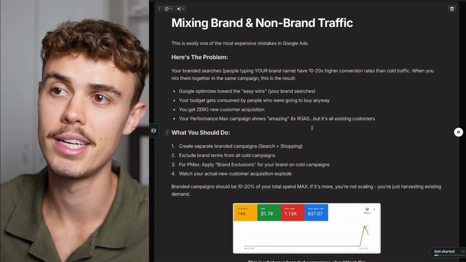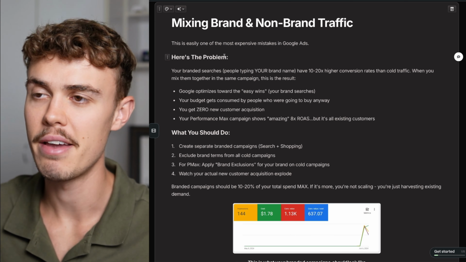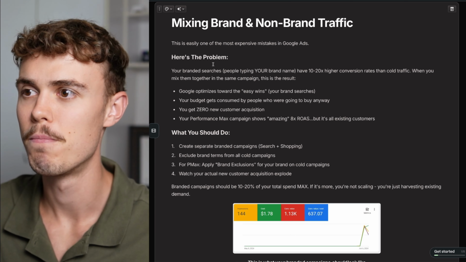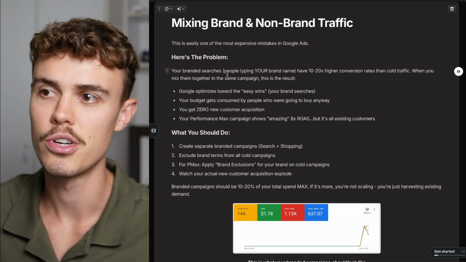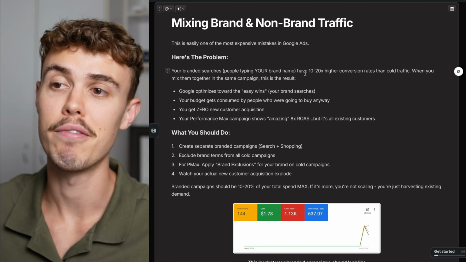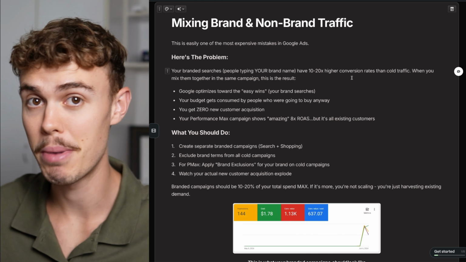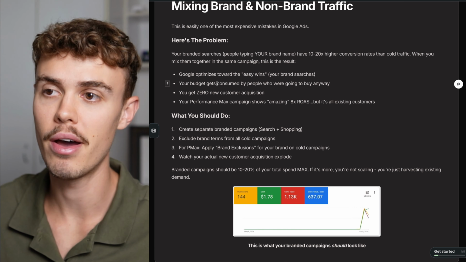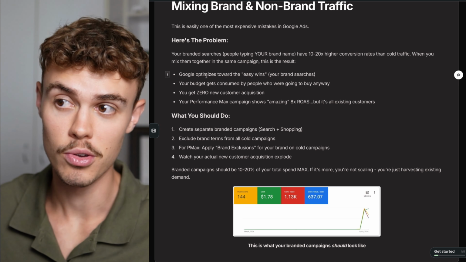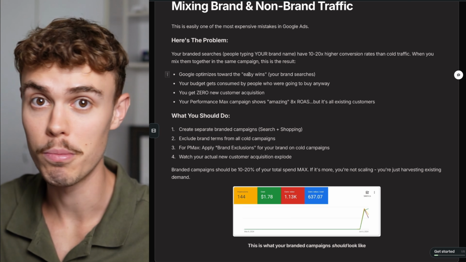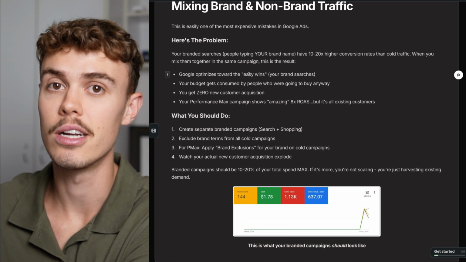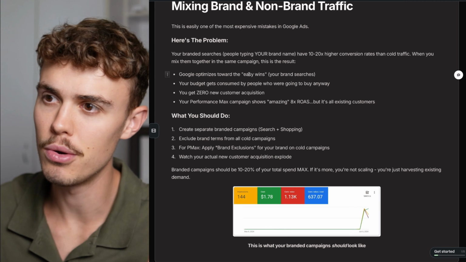Next up, mixing brand and non-brand traffic. Now, this is a very, very expensive mistake when you get this wrong. The problem is your branded searches, so people who are typing in your brand name, have 10 to 20x higher conversion rates, really massive conversion rates compared to cold traffic. So when you mix them together, you get these results. Google optimizes towards easy wins, so your branded searches, and it basically leans entirely into branded searches and doesn't prospect at all for new customers.